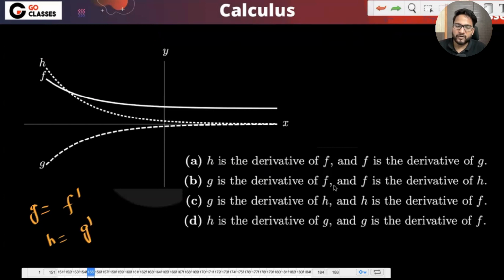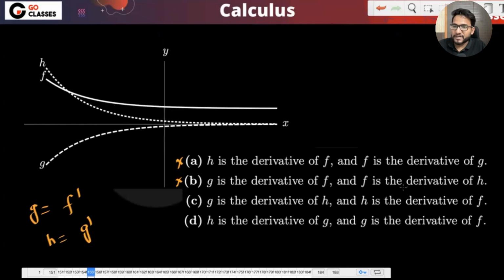Next option: g is a derivative of f and f is a derivative of h. g is a derivative of f, which means if f is decreasing, g is negative, that's okay. And f is a derivative of h. So h is decreasing, f should be negative if it is a derivative, but f is positive. That's why this is also not correct. Have you understood why A and B are not correct?